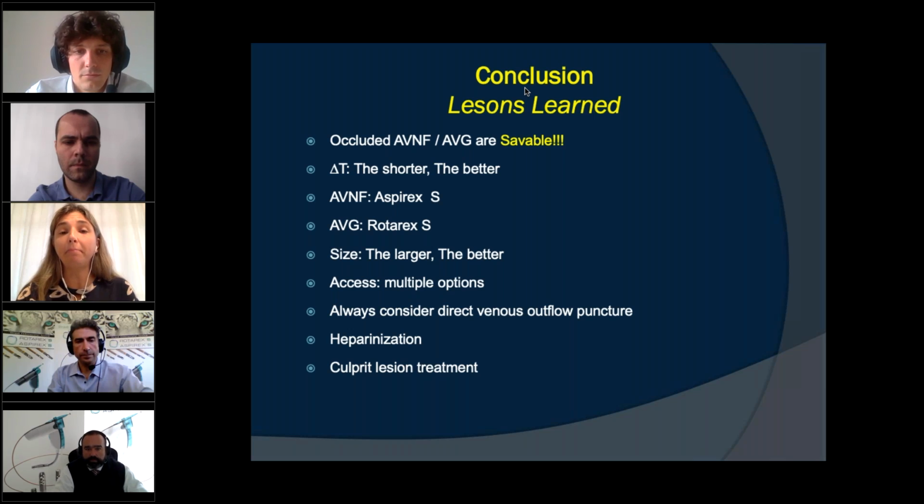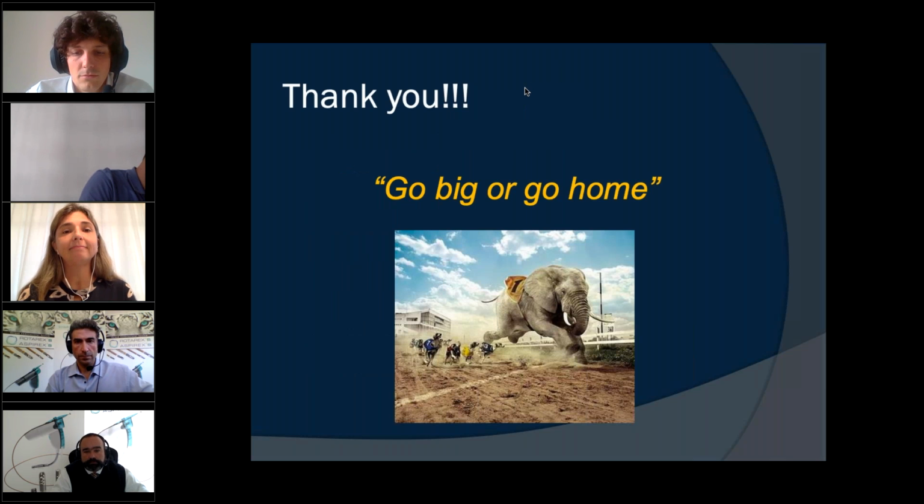The access depends on the probable lesion and the amount and extent of the thrombus. I always consider direct venous outflow puncture because it carries lower morbidity and easy hemostasis. Always systemic heparinization, and then culprit lesion treatment. Thank you.